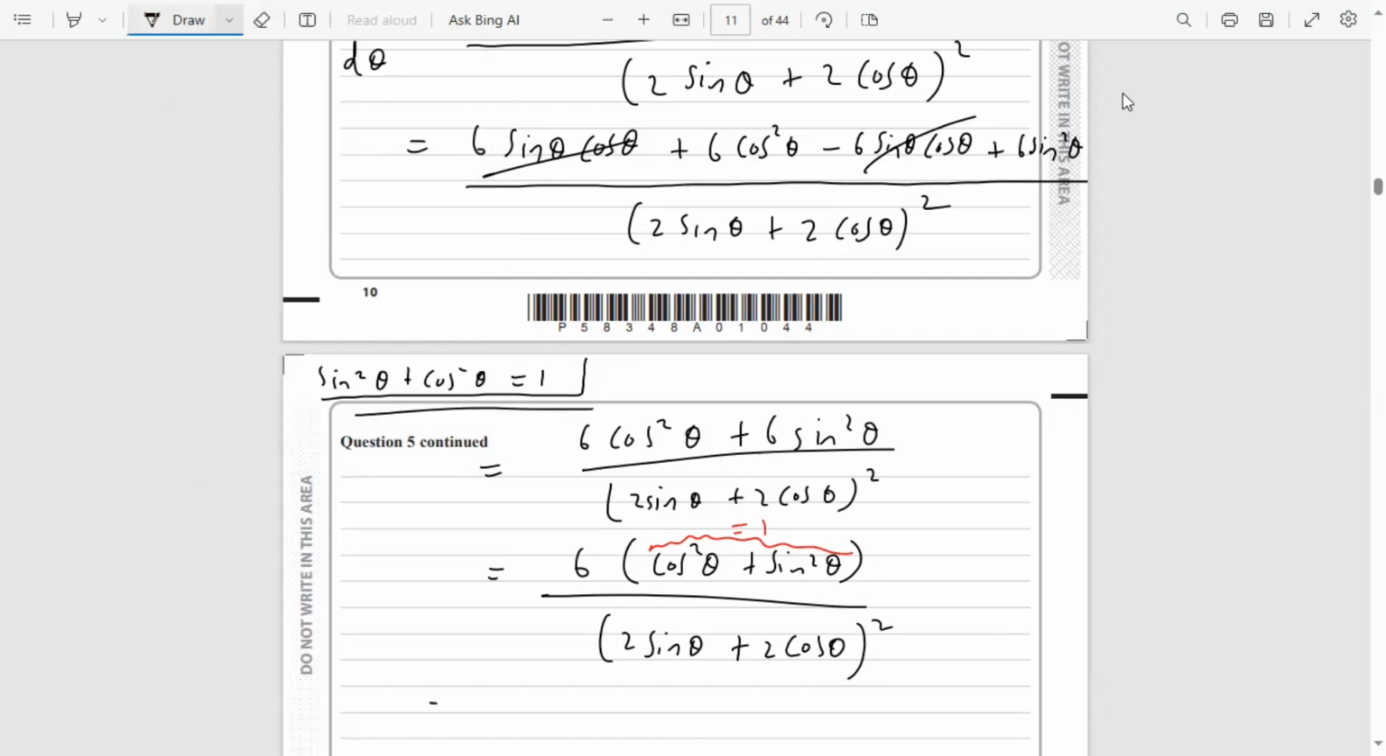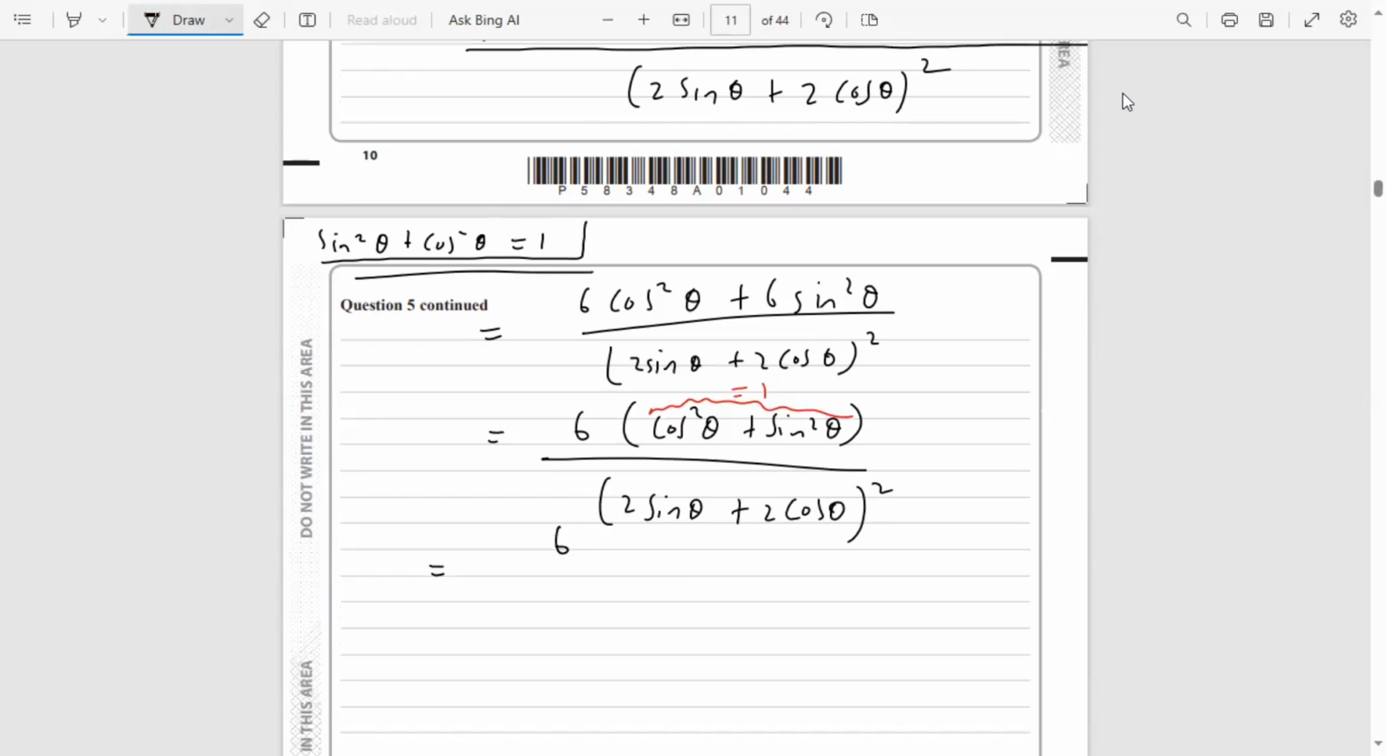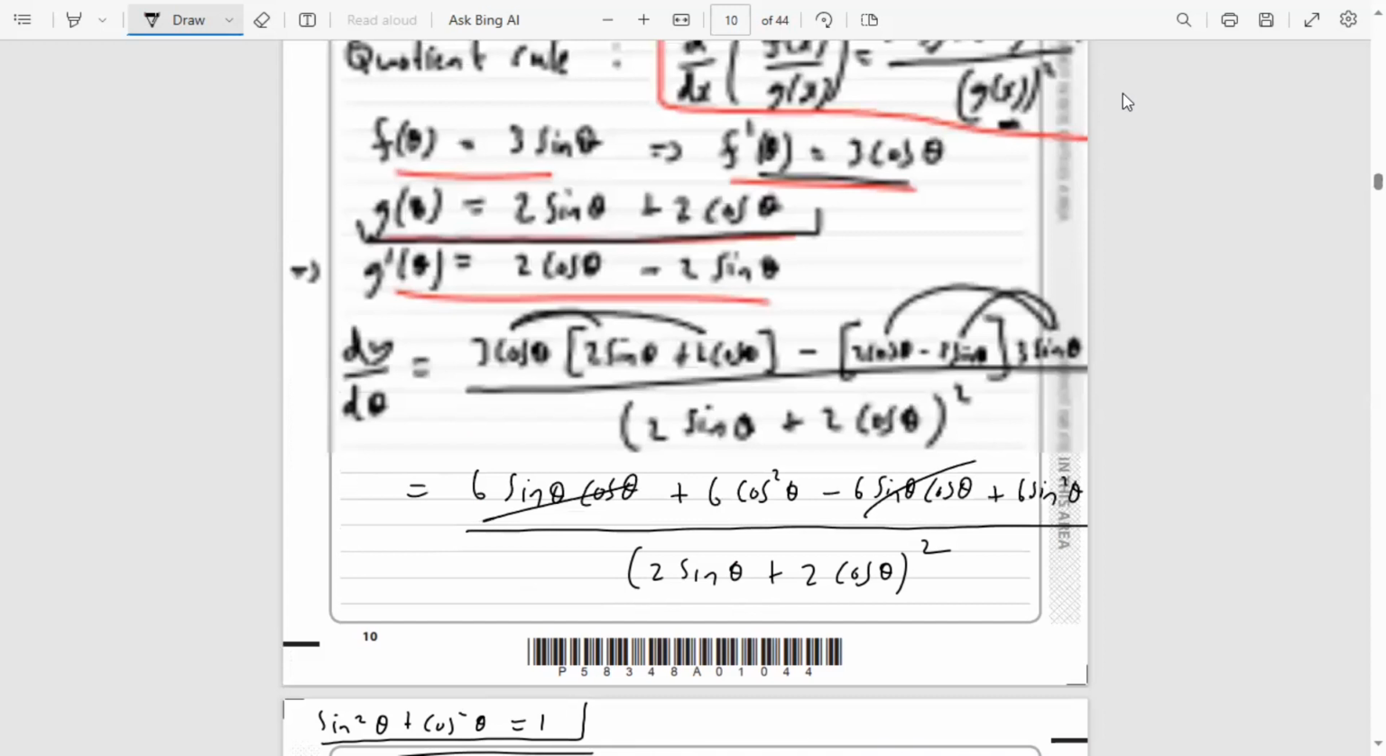So we're going to get 6 times 1, which is 6. And then over this thing we had before, so 2 sine theta plus 2 cos theta all squared. So that's what we get. Now, we haven't actually answered the question, because let's go back to the question.